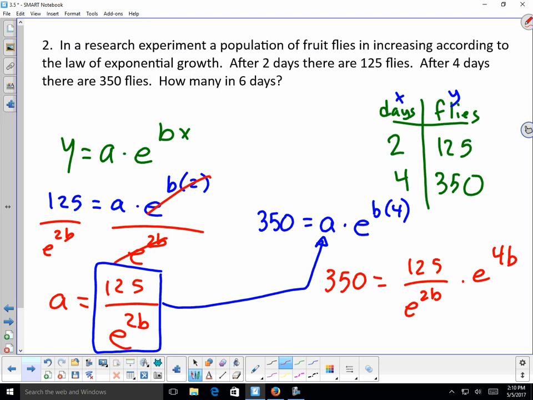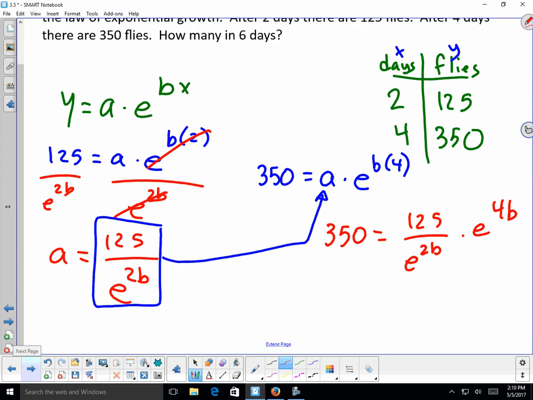If I've got e to the 4b over e to the 2b, I'm dividing two numbers with the same base. What do I do with the exponents? Do I add, subtract, multiply, or divide here, Vincent? Subtract. So what is e to the 4b divided by e to the 2b? It's going to be e to the what? 2b. So far I have 350 equals 125 times e to the 2b, because I subtracted my exponents.